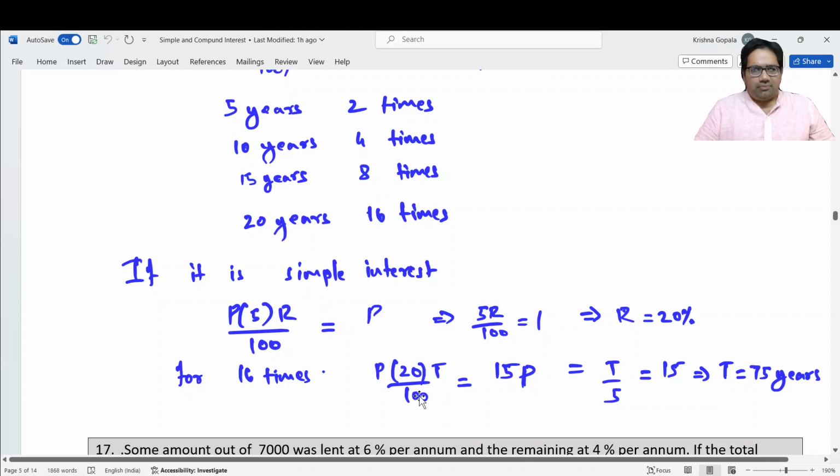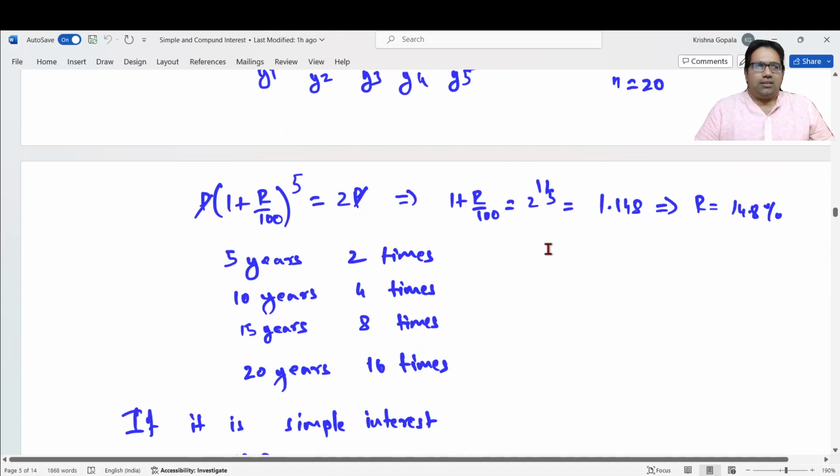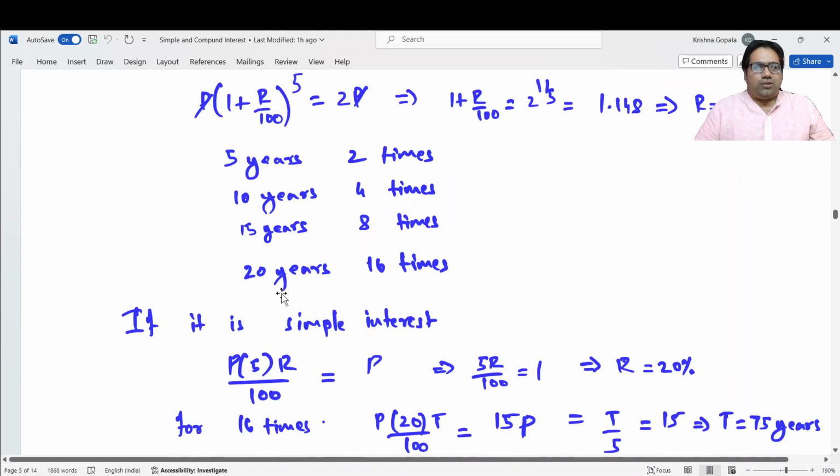So that means T by 5. P and P will get cancelled. T by 5 equal to 15. That means T equal to 75 years. For your amount to grow 16 times, if it is simple interest at an interest rate of 20%, it will take 75 years. But here in this case, with an interest rate of 14.8%, within 20 years it is growing 16 times. See the difference, there's a difference of 55 years, even with a lower interest rate.